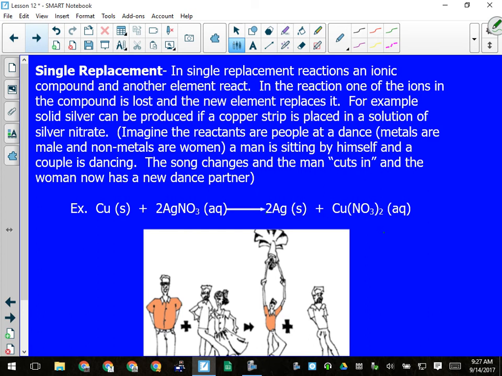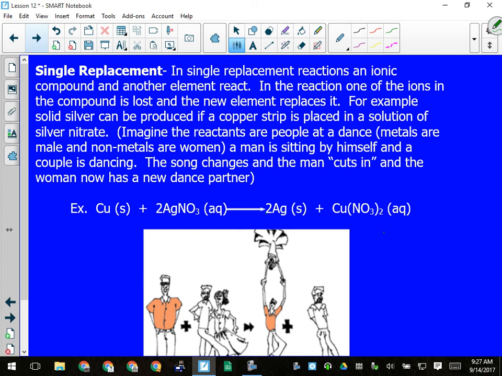Question? Because I had to, when I drop and swap, copper is a 2+, silver is a 1+. So over here, I didn't need it, right? Because it's 1 and 1. But over here, with copper being a 2+, I had to put them in.